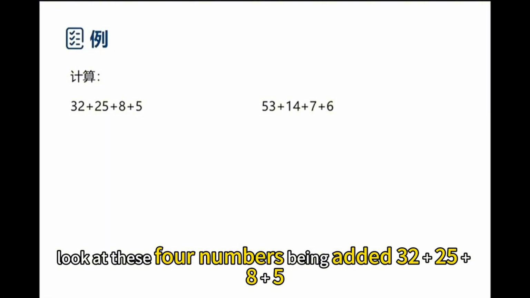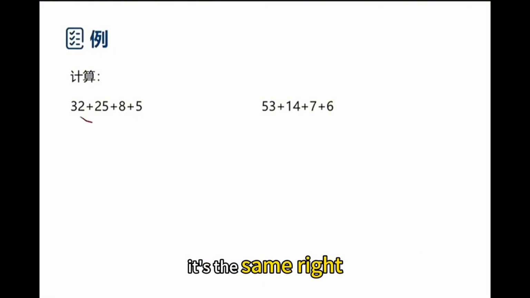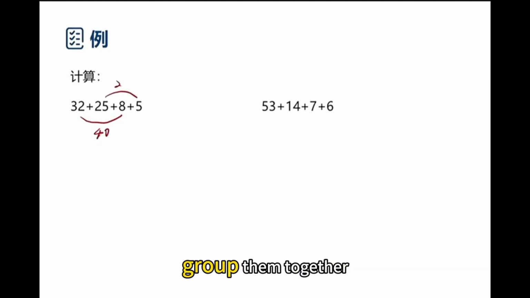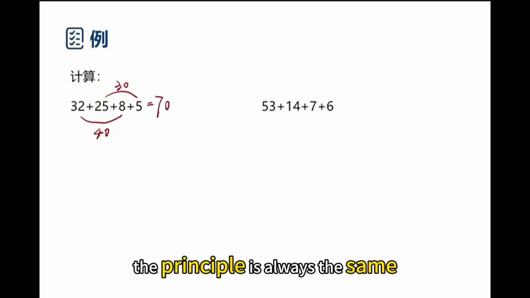Look at these 4 numbers being added. 32 plus 25 plus 8 plus 5. It's the same, right? 2 and 8 are good friends. Group them together. 32 plus 8 is 40. 5 and 5 are good friends. Group them together. 25 plus 5 is 30. Directly a 70. 30 plus 40, right? The principle is always the same.